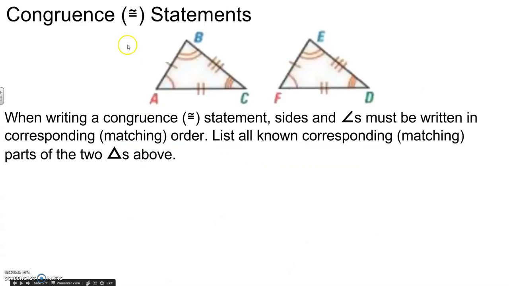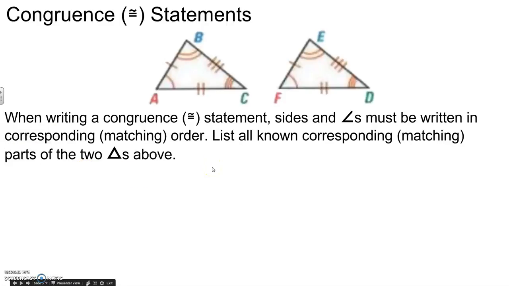Congruent statements. This symbol here, the equal sign with a little tilde on top, or a little squiggly, means congruent. Again, same size and shape. So we see these two images here, triangle ABC and triangle FED. So when writing a congruent statement, sides and angles must be written in a corresponding matching order. Now, it's far more important that your angles are in matching order here. The sides is kind of more of a convention. We list all known corresponding matching parts of the two triangles above.